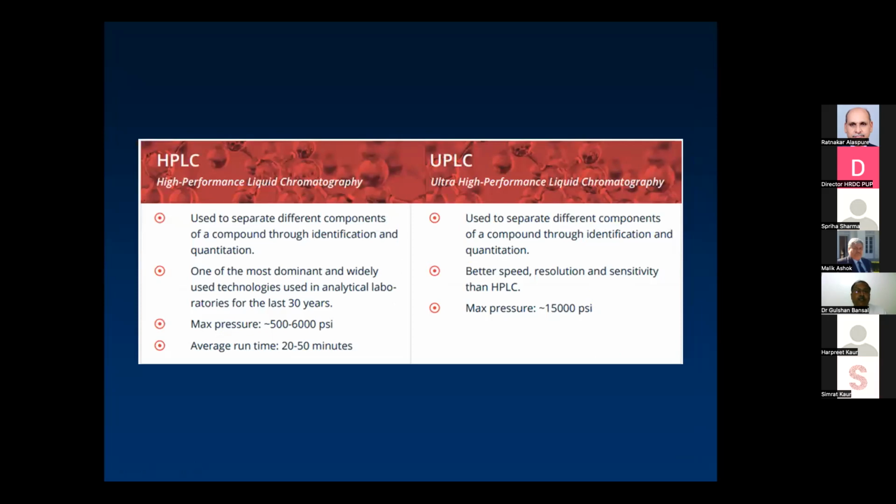The differences in other way. So HPLC is used to separate different components of a compound through identification and quantification. It is one of the most dominant and widely used technologies for analytical laboratories, and maximum pressure, average runtime, we have already discussed. And UPLC is used to separate different components of a compound through identification, the same purpose. HPLC and UPLC have the same purpose. The only difference is UPLC has better speed, better resolution, better sensitivity than HPLC, and the maximum back pressure is very high in comparison to HPLC.